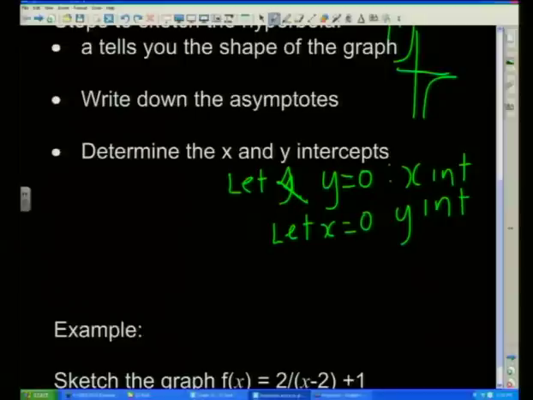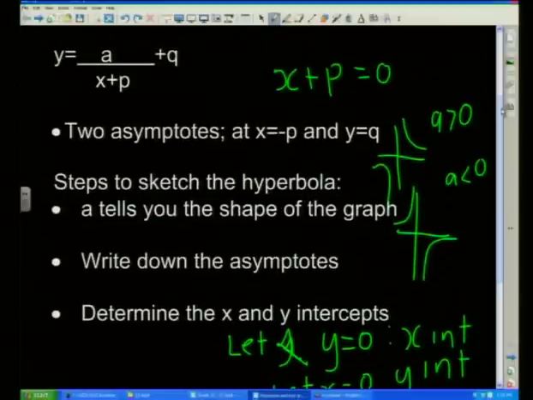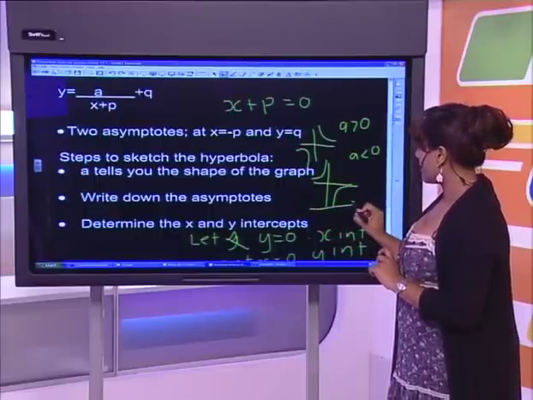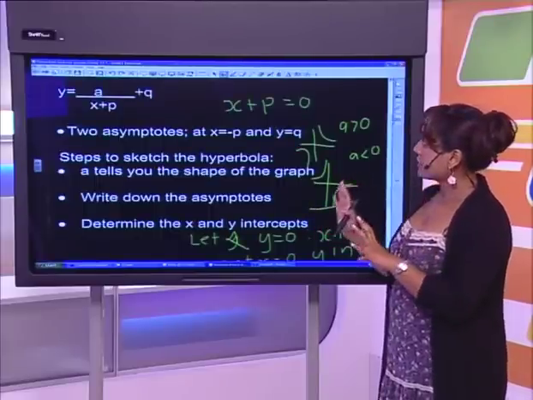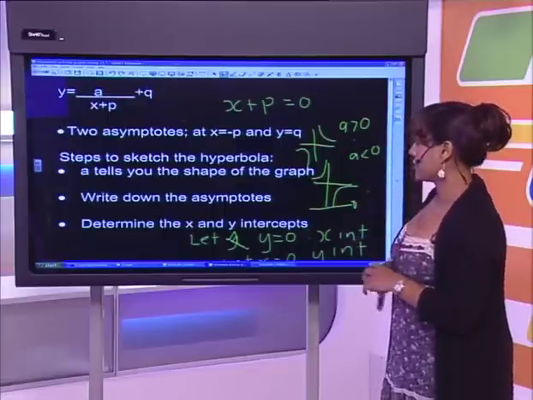Things you need to remember when you sketch a hyperbola. We need to work out the shape. Remember that if a is positive, you're looking at a graph like I've sketched up here, some sort of shape like the first one. If a is negative, then you're looking at that kind of graph. So the first thing you do is you look at a. That will determine which one of these you're going to use.